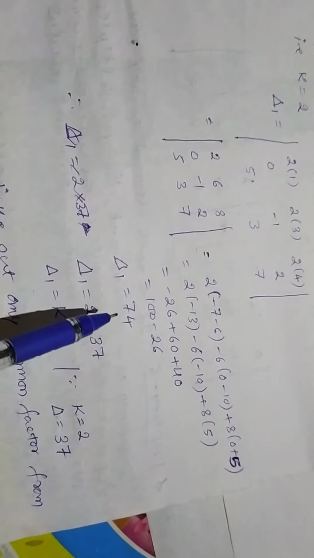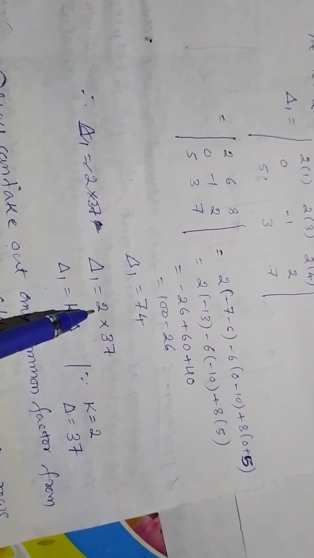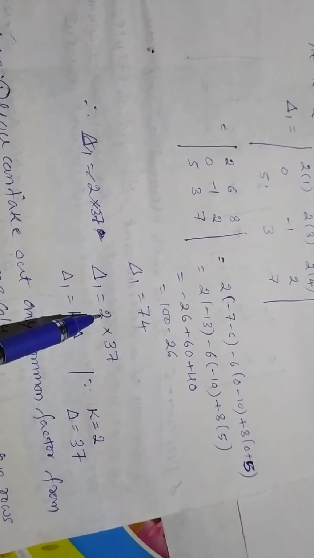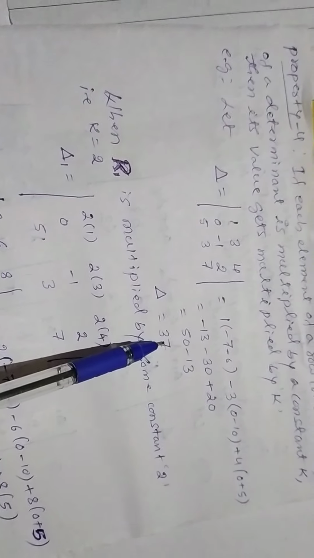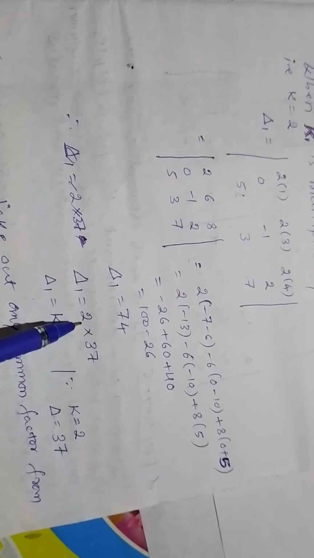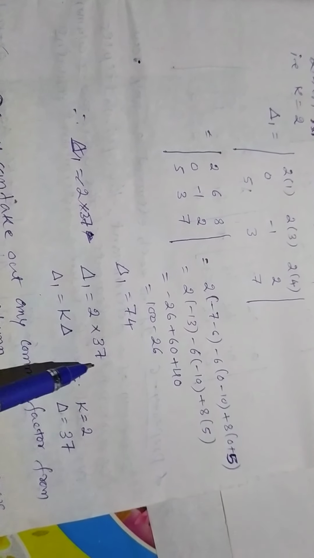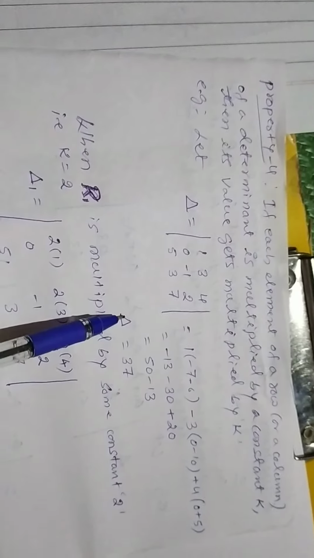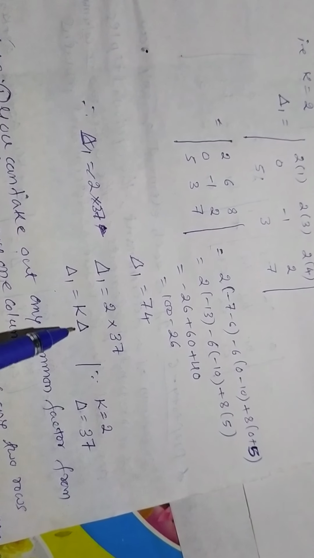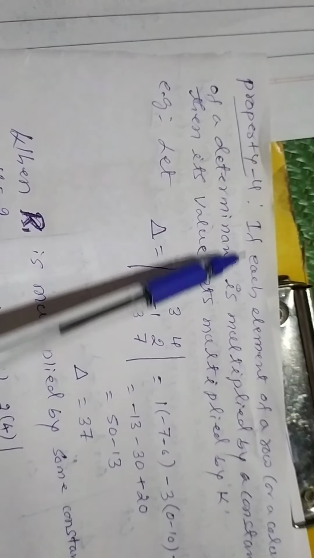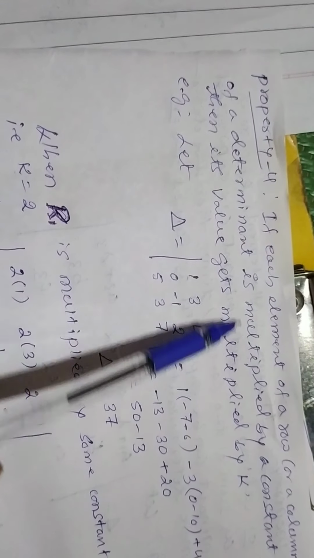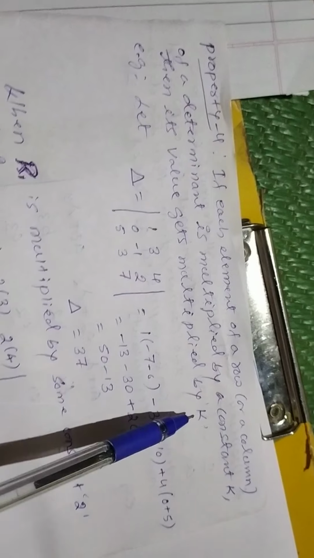This 74 is nothing but the multiple of 2 into 37. 37 is delta here, so you can write 74 as 2 into 37. Delta 1 equals 2 into 37. Here 2 is nothing but some constant k, and 37 is nothing but delta. So delta 1 equals k into delta. That is why if each element of a row or a column of a determinant is multiplied by some constant k, then its value gets multiplied by k. So this is property 4.